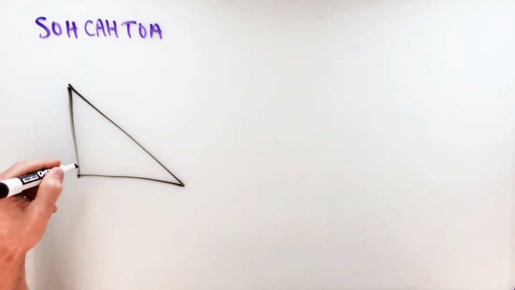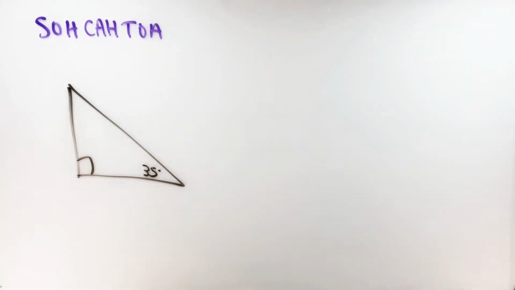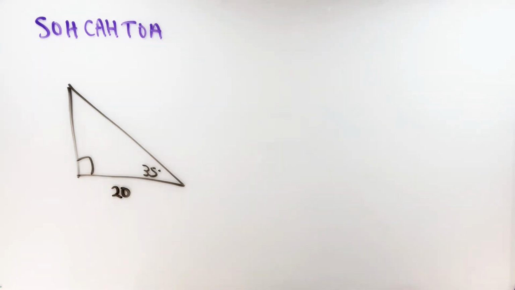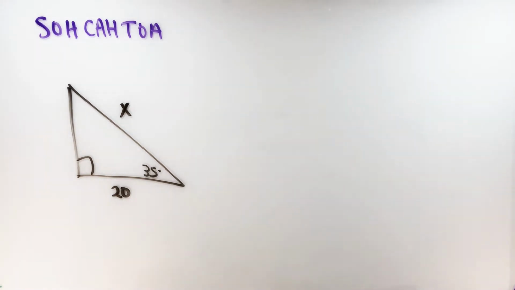Let's say we've got a right triangle with a 35-degree angle. We have a length of 20 across the bottom, and we're looking for this side right here, the hypotenuse. When we're doing problems like this, we have all three ratios at our disposal. We could use sine, cosine, or tangent. It just depends on what sides we have in relation to our angle, which ratio is going to be the best one to use.